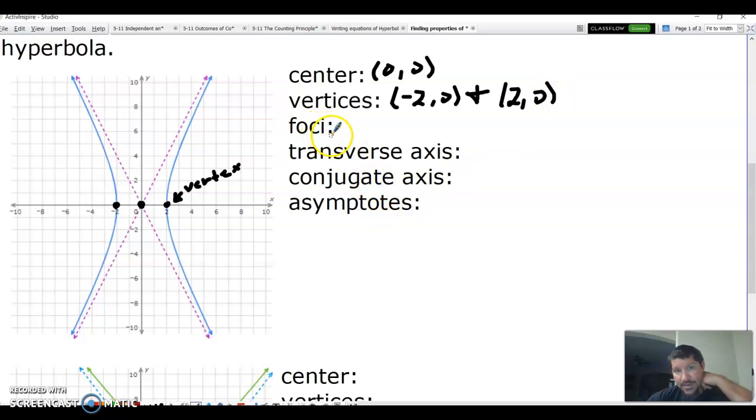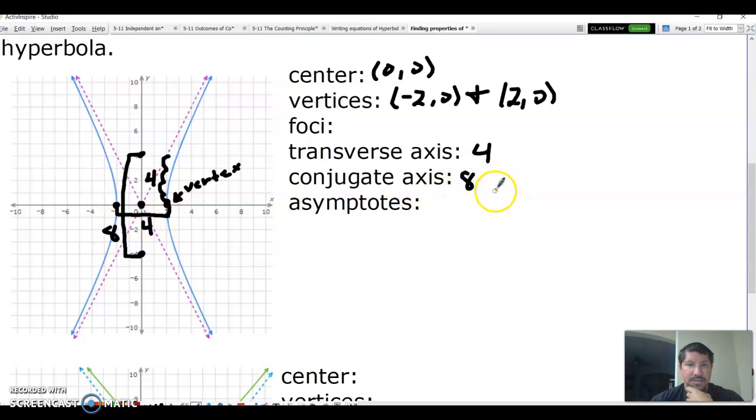The foci, we have to be able to find c, so we'll come back to that one. Transverse axis, well, that's going to be the length from here to here, so that's going to be 4. The conjugate axis goes this direction, so from here, 1, 2, 3, 4. So your co-vertex is actually there and there. It's this distance and that distance. Since that's 4, we know from here to here is 8. That's your conjugate axis.